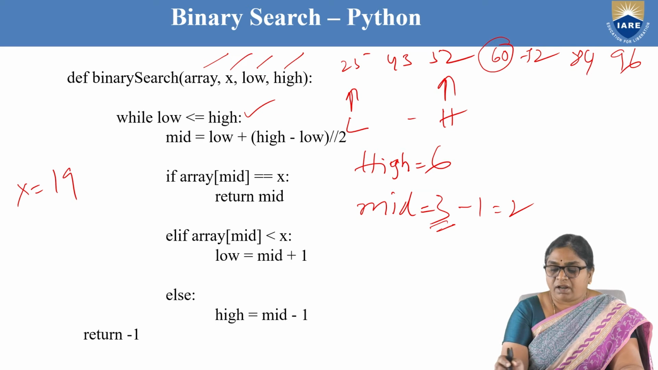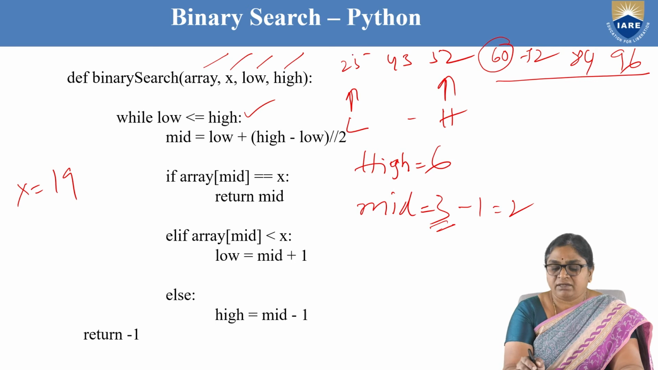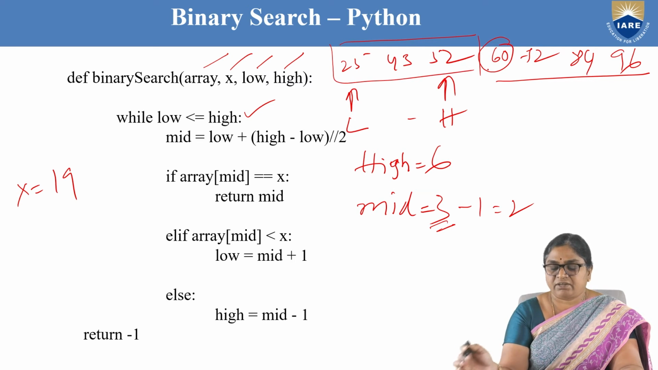So, now what are we doing? We are discarding this part. We are searching for 19 in the left hand side of the list. The right hand side of the list we discarded.